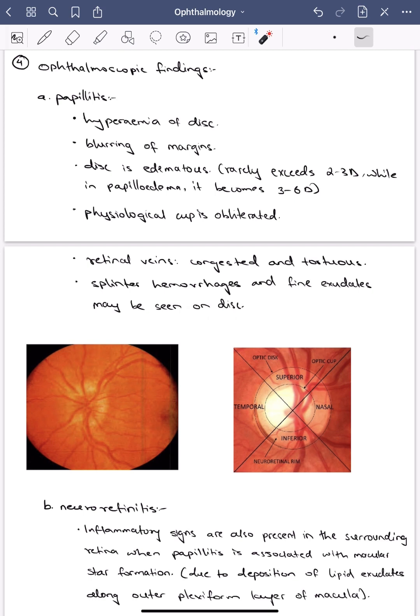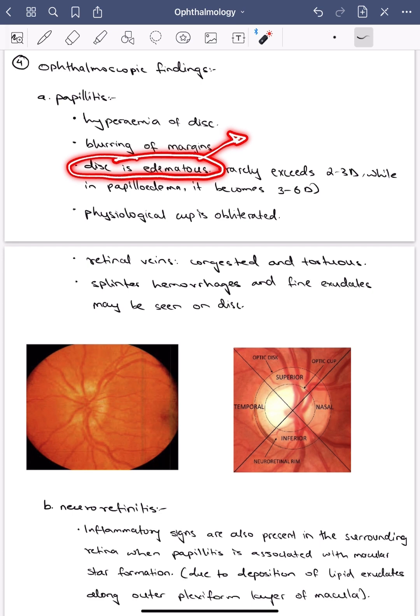So again, hyperemia of the disc, blurring of margins, edema of the disc, physiological cup obliteration, the retinal veins appear congested and tortuous, and splinter hemorrhages or fine exudates may be seen on the disc. Now a point to note is that the disc is edematous. Another condition in which an edematous disc is seen is papilledema.